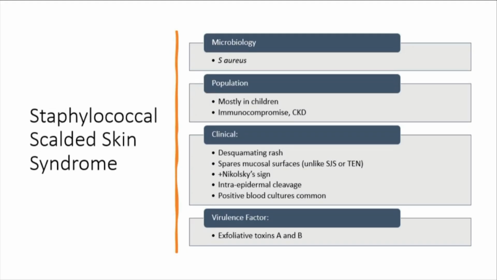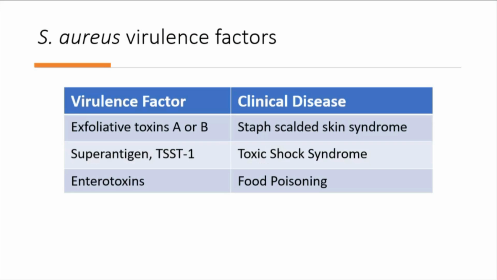So to highlight a little bit more on staph scalded skin syndrome, which came up in the first question, caused by Staph aureus, it mostly occurs in children, but it can also occur in older people who are immunocompromised or have CKD, which was the setting of the patient in our question. It has a desquamating rash that does not include mucosal surfaces, and often people do have positive blood cultures in this setting. And we already talked about the virulence factors. This came up in the question already, but just as a review of the different virulence factors for Staph aureus and how different factors can cause different clinical diseases.